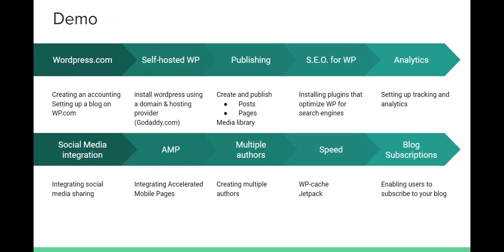Finally, what we are going to do next is we are going to look at WordPress.com. We are then going to look at self-hosted WordPress. We're going to look at publishing, how to publish posts, how the SEO happens, how you can set up analytics, social media integration, accelerated mobile pages, how you can create a multi-author blog, how you can increase the speed of your website, and how you can enable subscription. So these are some of the things that we will look at in our subsequent classes.